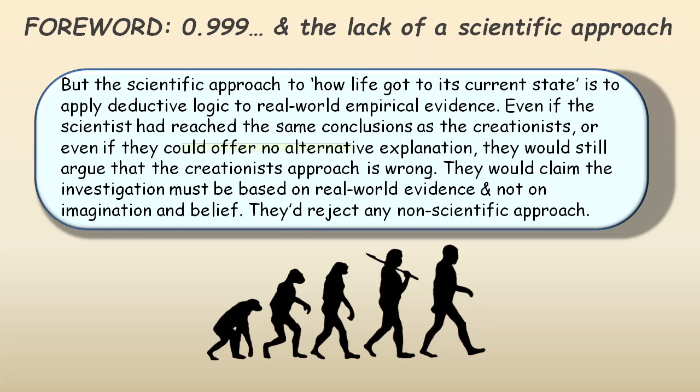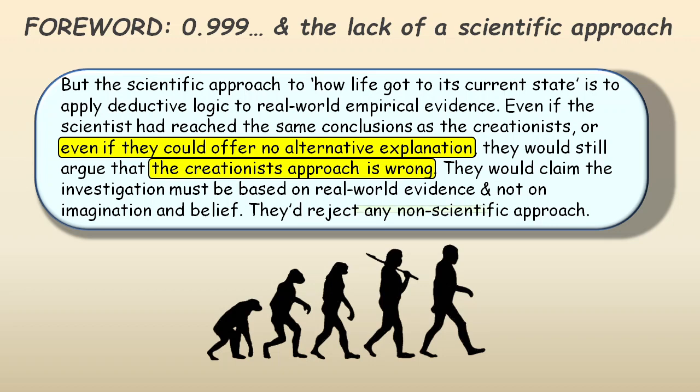Even if the scientists were unable to come up with evolution or any alternative theory to creationism, they should still object to the creationists' approach, because they should insist that for any explanation to be called scientific, it needs to be backed up by empirical evidence. That's what science is all about.